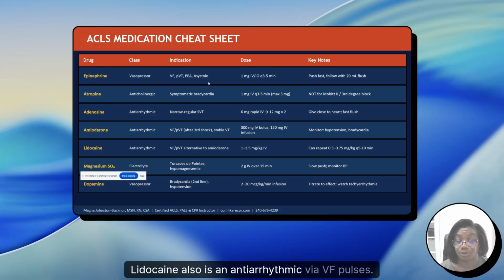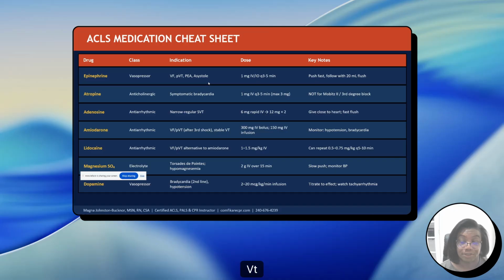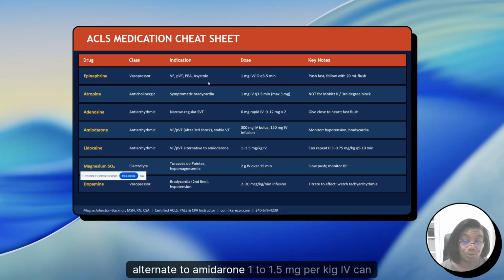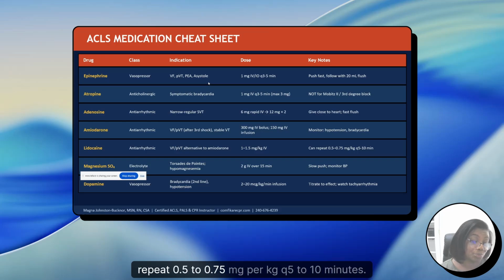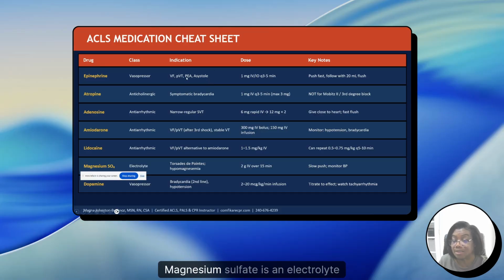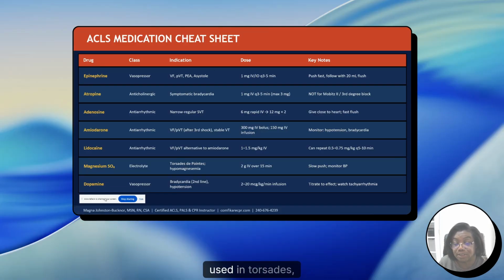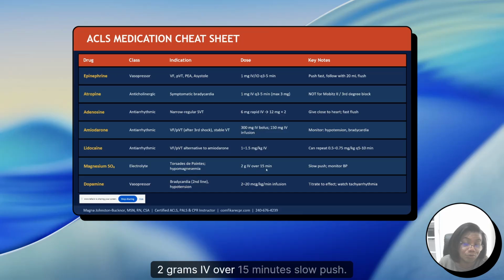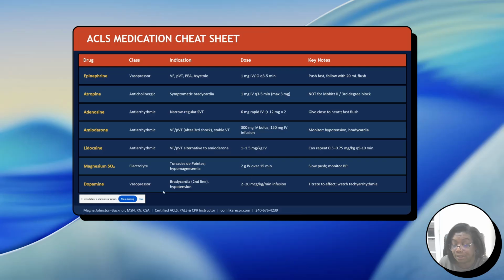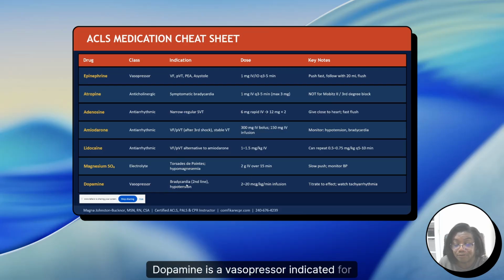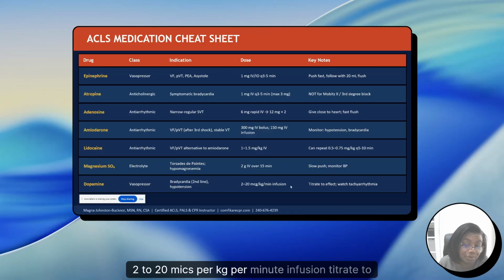Lidocaine is also an antiarrhythmic for VF and pulseless VT, an alternate to amiodarone: 1 to 1.5 milligrams per kg IV, can repeat 0.5 to 0.75 milligrams per kg every 5 to 10 minutes. Magnesium sulfate is an electrolyte used in torsades or hypomagnesemia: 2 grams IV over 15 minutes, slow push, monitor BP. Dopamine is a vasopressor indicated for bradycardia and second-line hypotension: 2 to 20 mcg per kg per minute infusion, titrate to effect, watch for tachyarrhythmia.